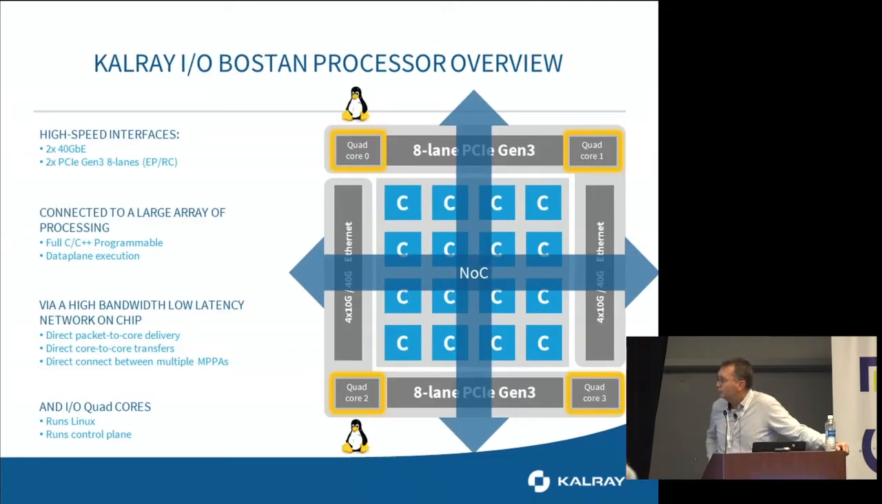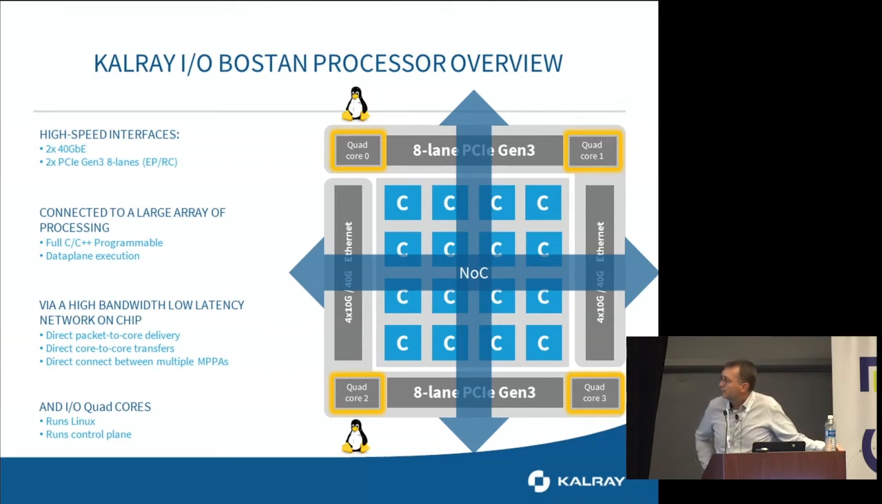Now, if you want a quick overview of our architecture, meaning the processor that is used on these boards. First of all, you have the high-speed interfaces, meaning that we have two Ethernet controllers. Each Ethernet controller is able to support 1x 40 gig. We have two PCI Express controllers, and both of them can be configured in root complex or endpoint mode.